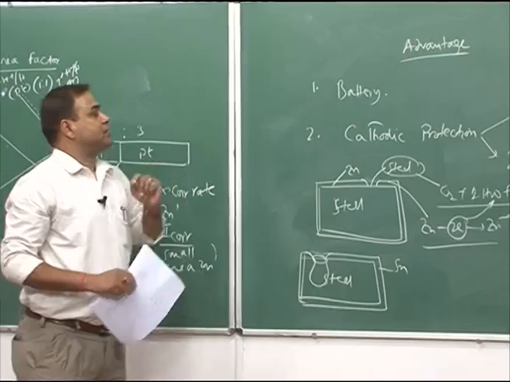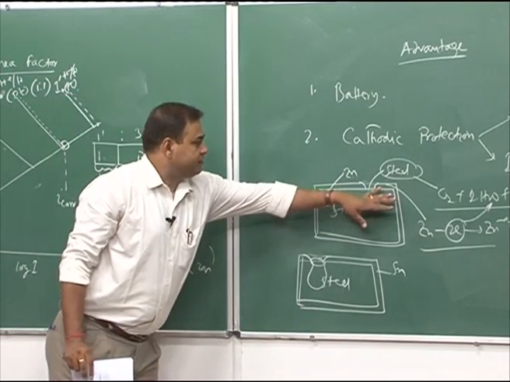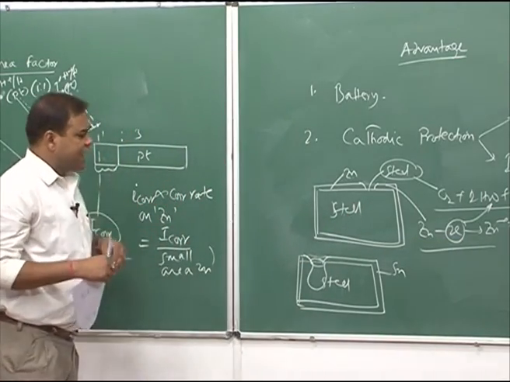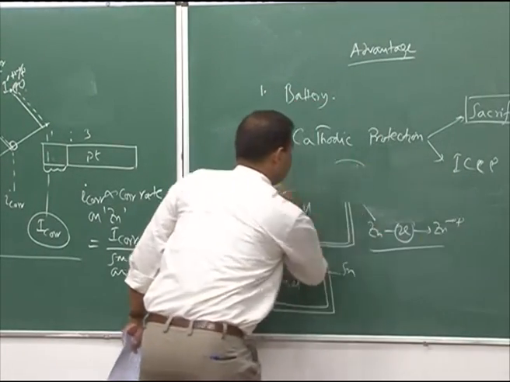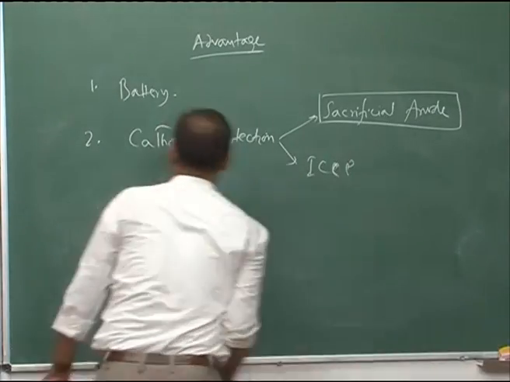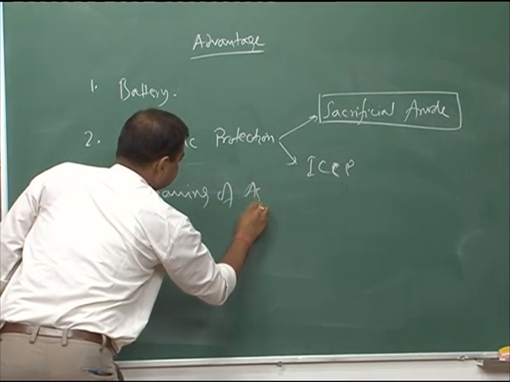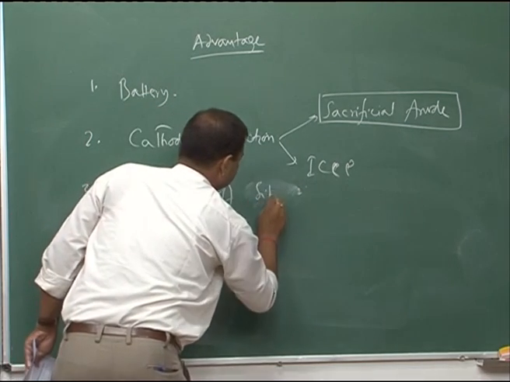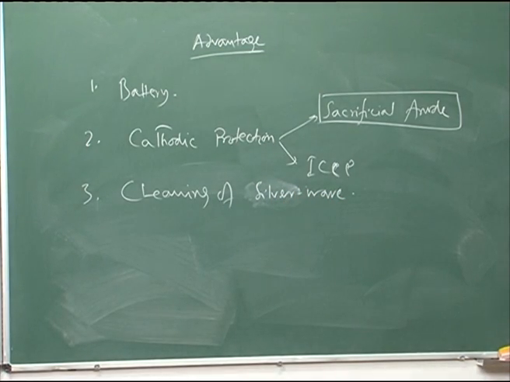So, this is one particular advantage of galvanic corrosion. Since there is a galvanic couple, zinc is corroding and protecting the steel surface. Another particular advantage is cleaning of silverware. How would we do that?